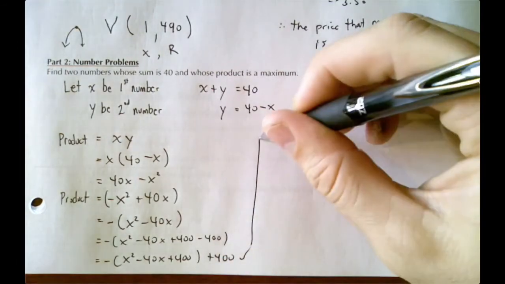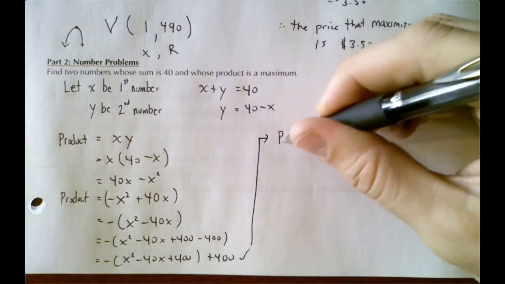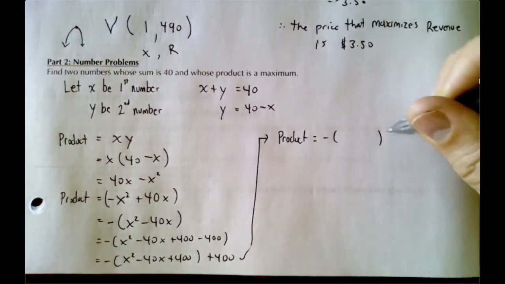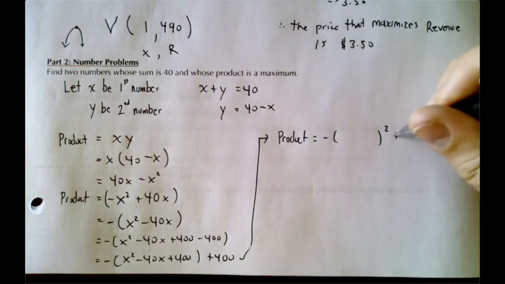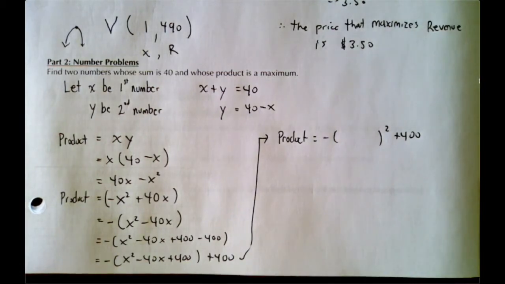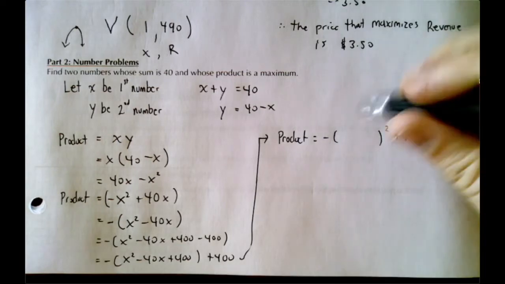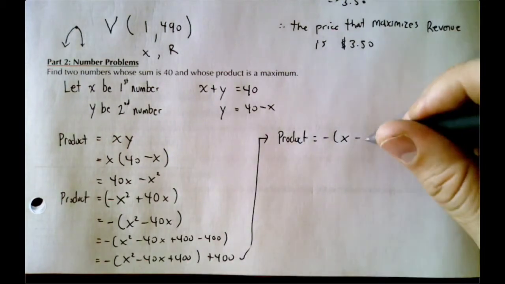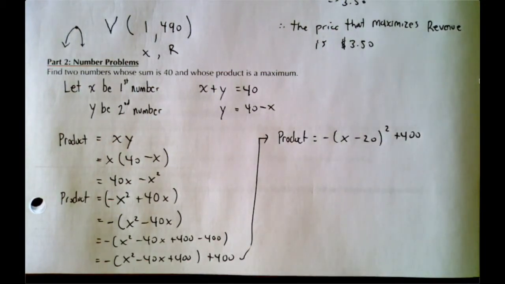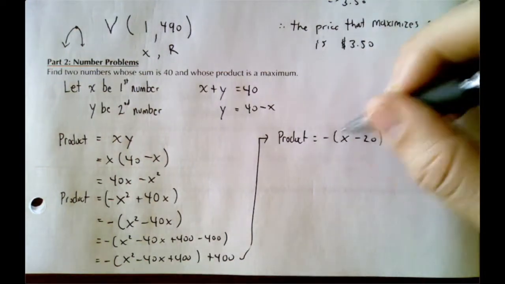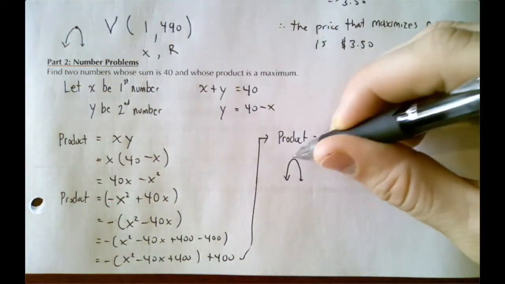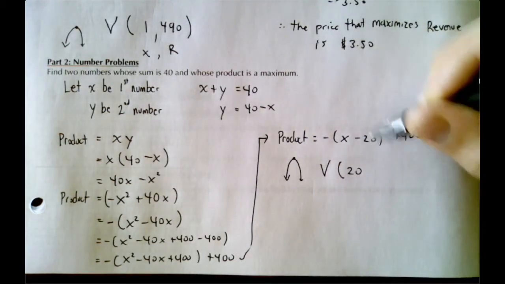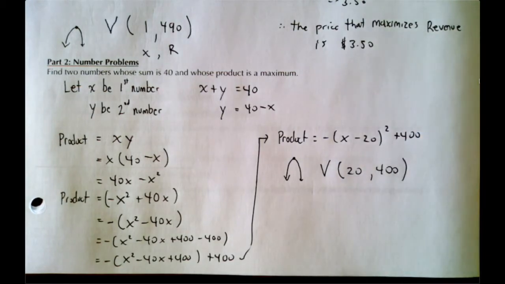I'm going to finish this up here. Our product: we've got a negative, a perfect square trinomial in a bracket, and plus 400 on the outside. So how do we factor the perfect square trinomial? Square root of the first term, x, sign from the middle term, negative, and the square root of the last term, 20. And now we have our vertex. Our parabola is going to open down, so that means we have a maximum. Our vertex is going to be 20 for x and 400.